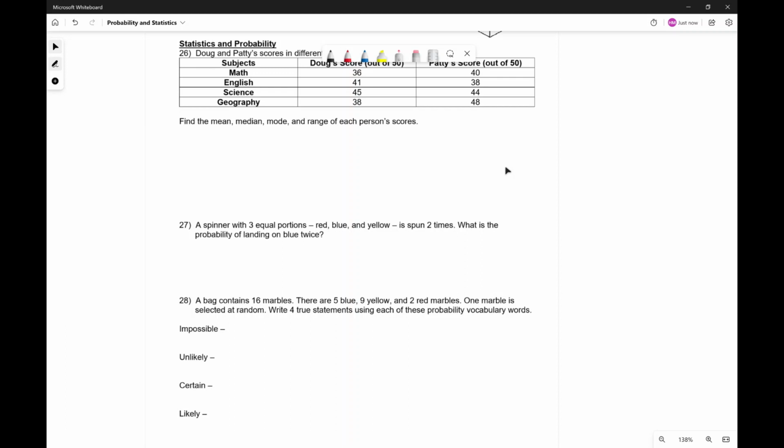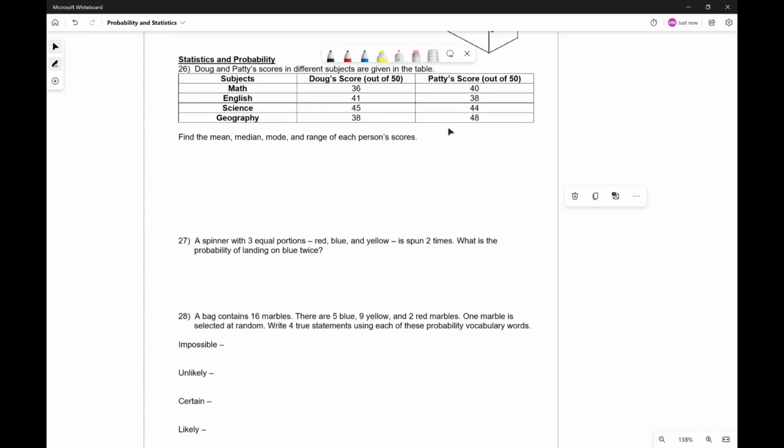In this video, we will be discussing the statistics and probability unit. We'll start with the question. Number 26. Doug and Patty's scores in different subjects are given in the table. Find the mean, median, mode, and range of each person's scores. So we'll start calculating Doug's scores first, then Patty's scores.